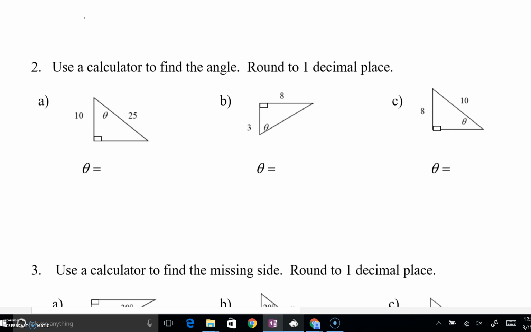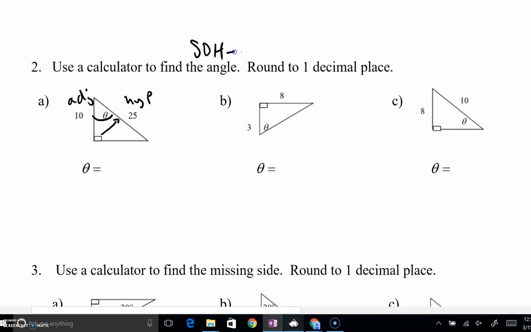For problem number 2 on worksheet 12.1 number 4, we're going to find an angle, find theta, in all of these problems, but we must label our sides. So important to do that. The side across from the right angle is known as the hypotenuse. This 10 is right next to theta. This is known as the adjacent side.